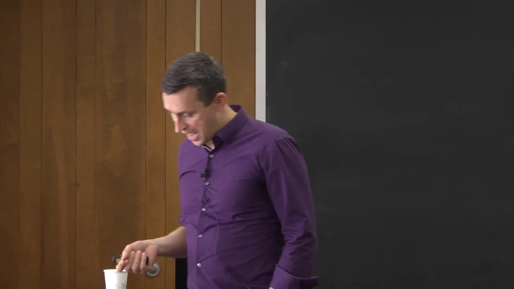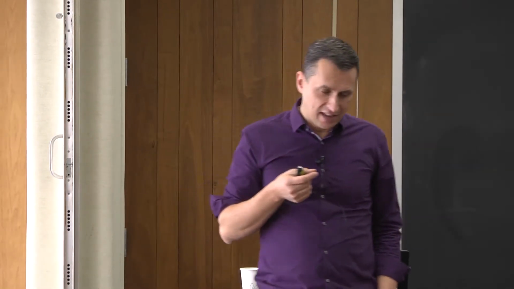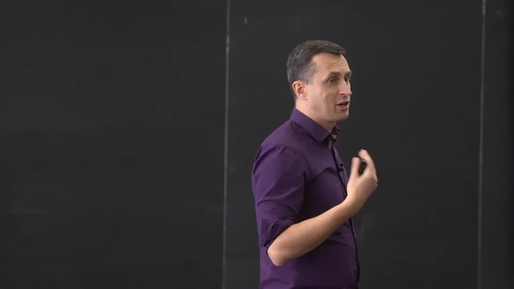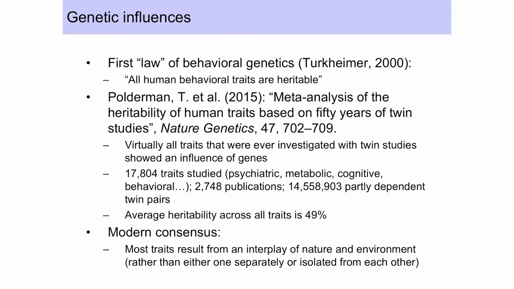Okay, so why should social scientists be excited about genetics? Well, the first reason is that genetic influences are actually everywhere. Eric Turkheimer wrote an influential review article about behavior genetics in, I think, 2000, called The Three Laws of Behavior Genetics. And the first law is that all human behavioral traits are partially heritable.